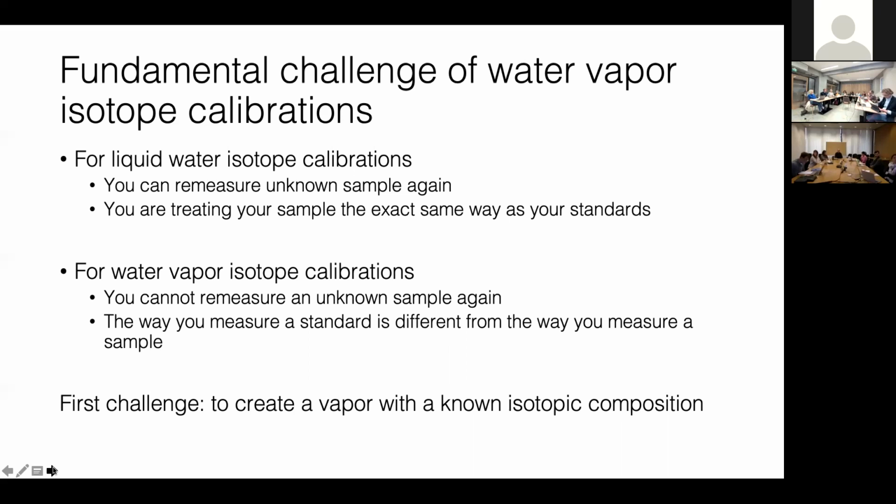For vapor measurement, that's not possible, because of course, when you have done your measurements in the atmosphere, the atmosphere is in a different state. So you need a way to first create vapor with a known isotopic composition, and then you really need to be able to trust that you're treating it the same way, or at least you know what you're doing with it, so that you can trust your atmospheric vapor measurements.